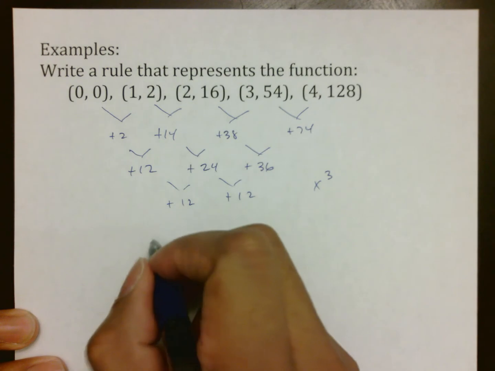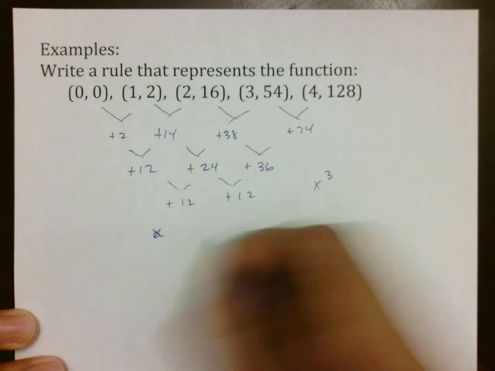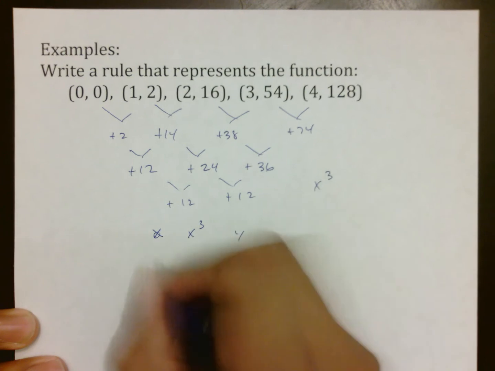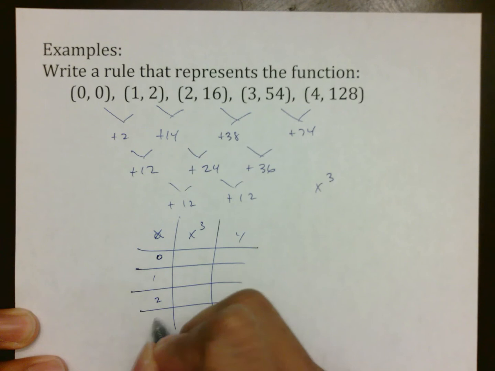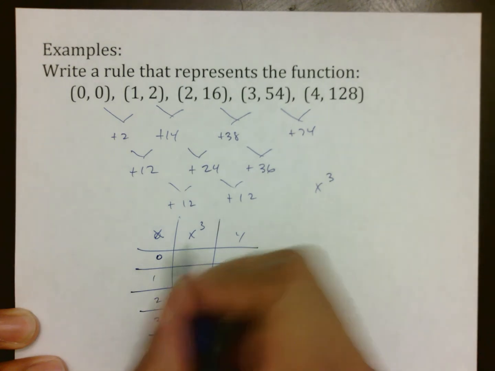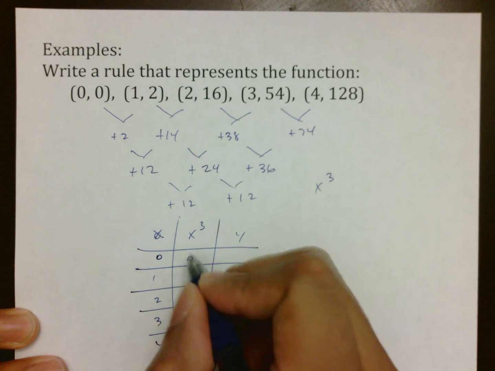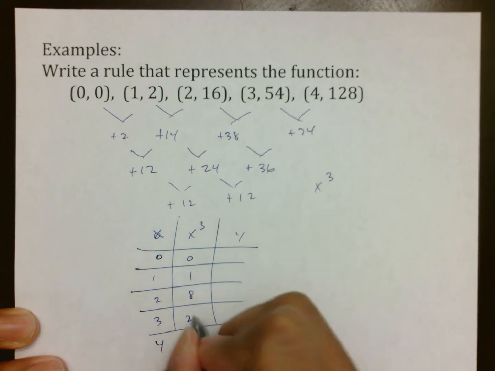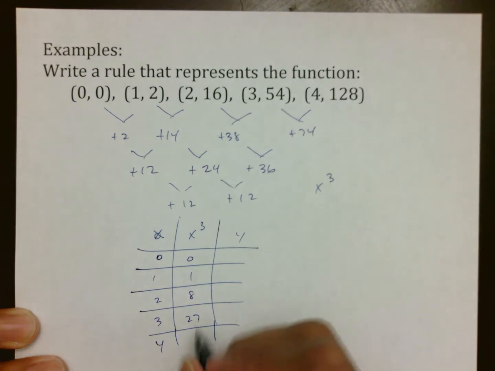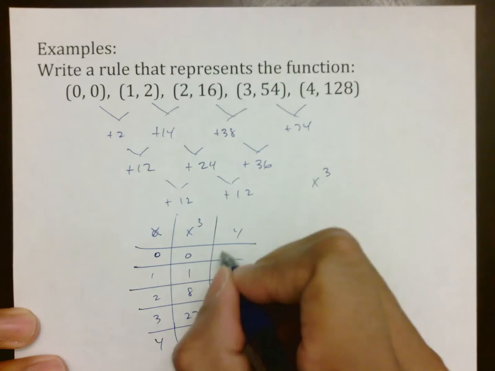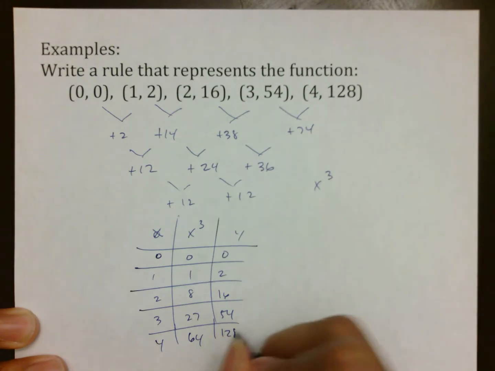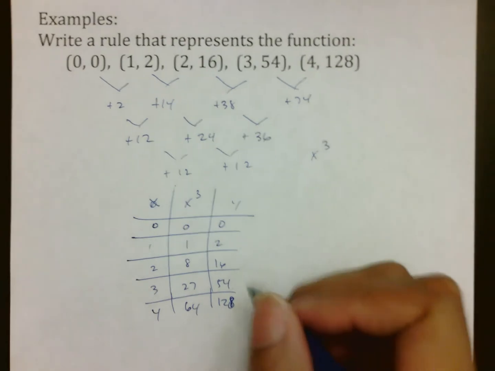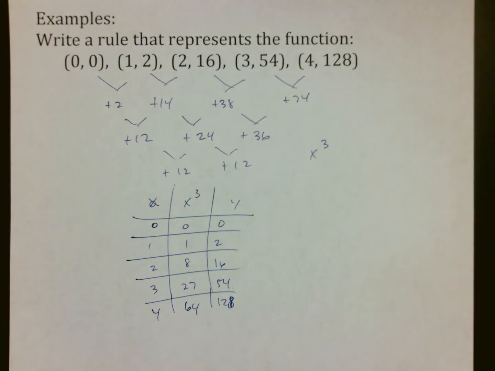So again, what I want to do is make my chart, my x, the type, which is x to the third, and my y, and this is again where your pattern comes in. Your x's are 0 through 4. Your x to the thirds, remember that's 0 3 times, 1 3 times, 2 3 times, 3 3 times, 4 3 times, which is 64, and then your y's are 0, 2, 16, 54, 128, and this is a lot more what I'm looking for. So again, step one, I'll go back to the notes so you can actually use those as we go through the actual example that works.